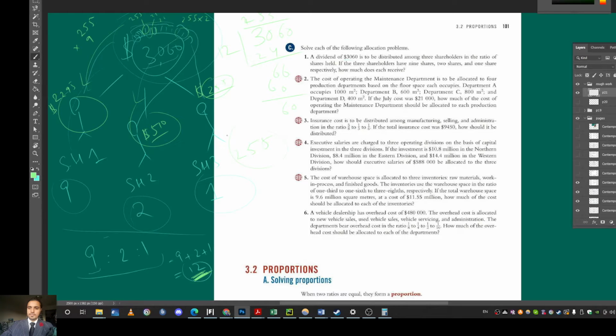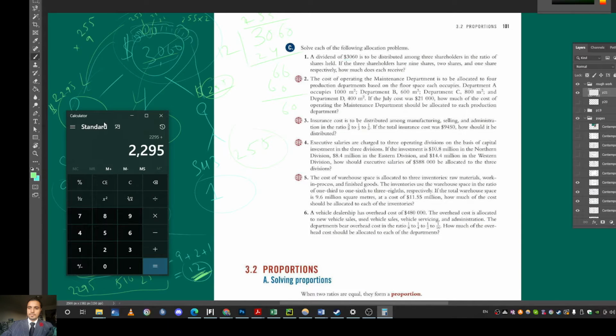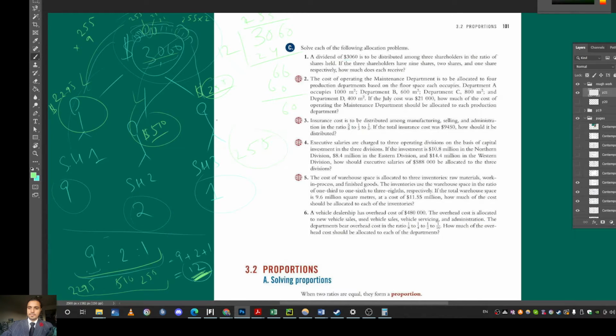So we now know that we distributed in this ratio: this guy got 2295, this guy got 510, and this guy got 255. If we add all these together, we should get 3060. 2295 plus 510 plus 255 is 3060. So that was right. That's what we're supposed to do. Okay, well done.